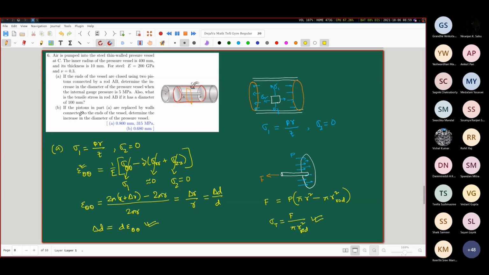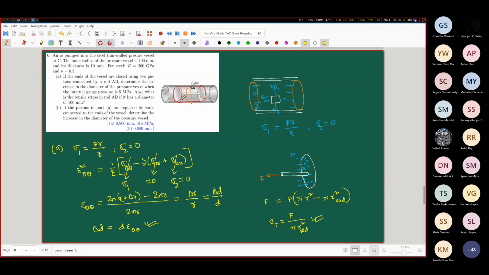All right, for this part B, it is given that if the pistons in part A of the question are replaced by walls connected to the ends of the vessel, determine the increase in the diameter of the pressure vessel. Basically, in part B these pistons are removed. Then it is a very standard pressure vessel, where the two ends are actually welded to these curved walls. It's a very standard thing that you have been doing in the previous problems. So part B you do yourself.